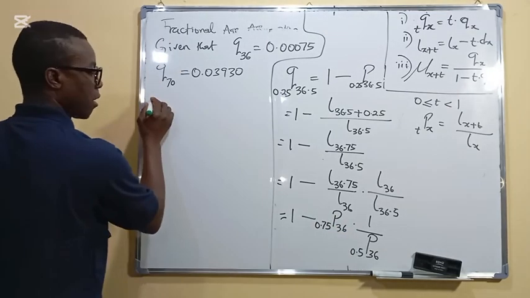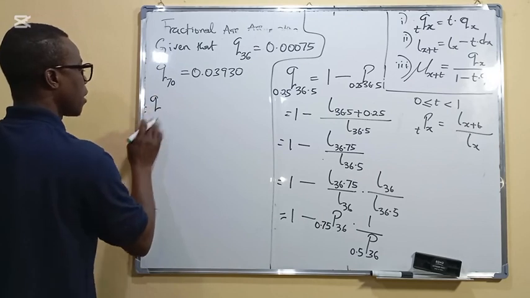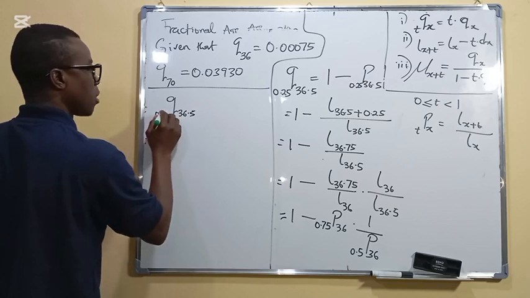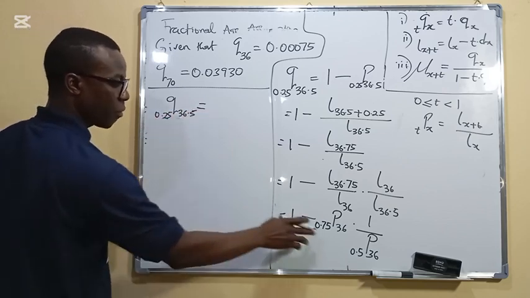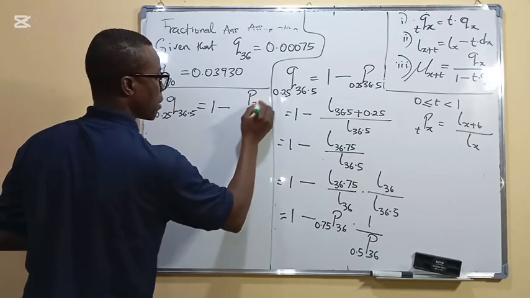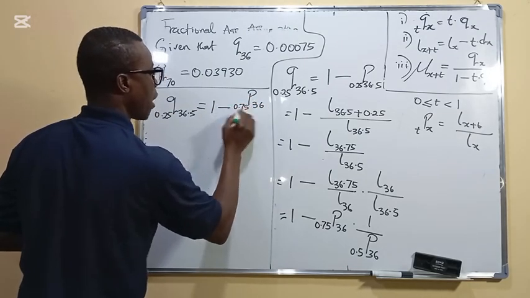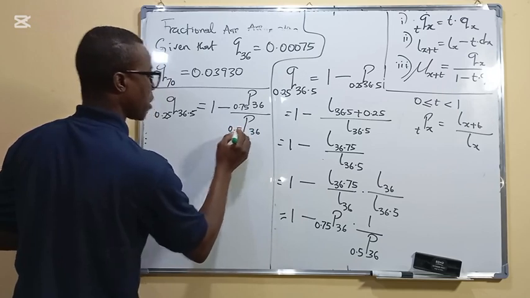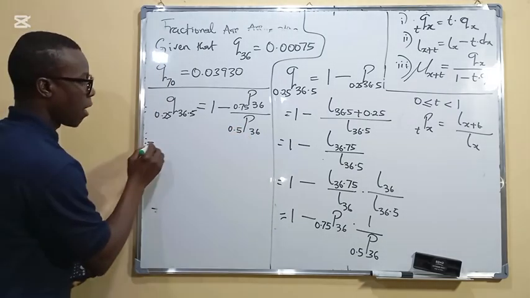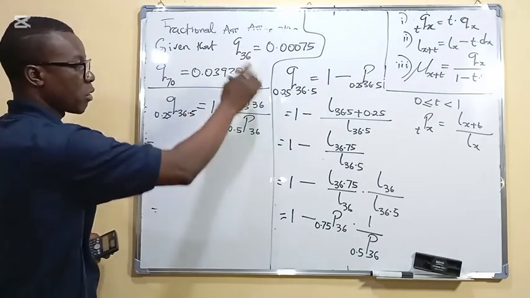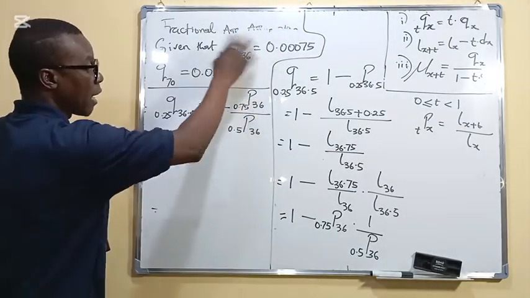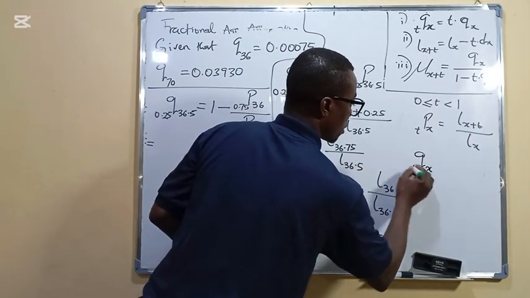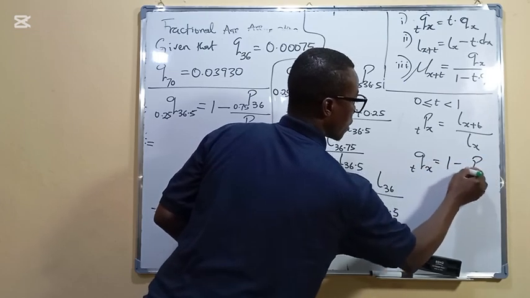Now, when I bring this together, that simply means that what I have here, let me put it this way. So Q 36.5 and 0.25 will be 1 minus P 36 and then 0.75 over P 36 and then 0.5 that I have here. Okay, and since we're given this to make use of, and they didn't give us something like this, I know I can get this directly from that, because we know that Qx with the T is the same as 1 minus Px with the T, right?